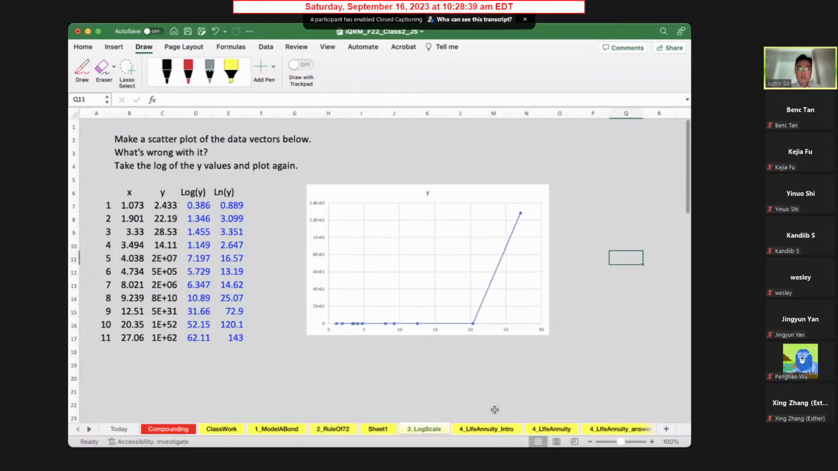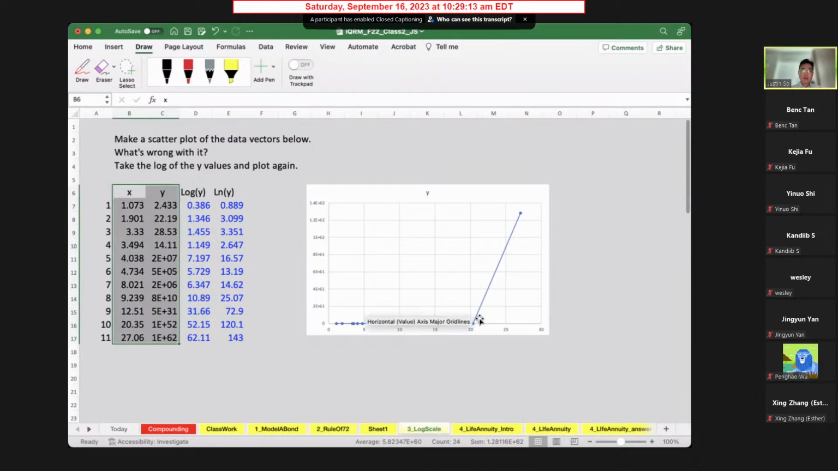We just saw one use of a log, but I will show you another use of a log here. And we're going to continue the life annuity next week. We have a data set here, 11 data points. There are 2 data sets, X and Y, a paired data set, and we want to graph these. Usually you select these 2 columns and then insert a graph.